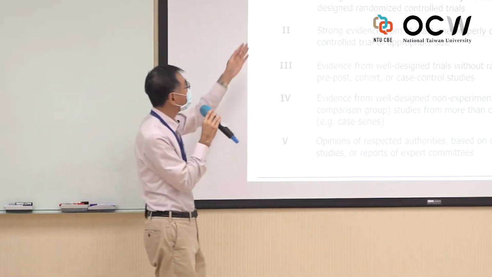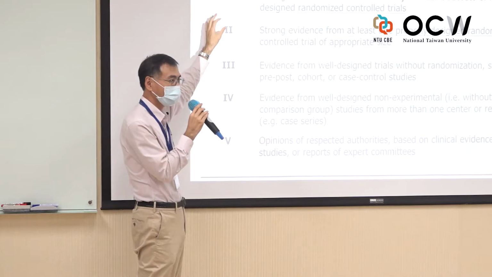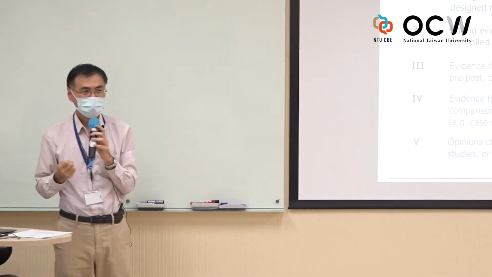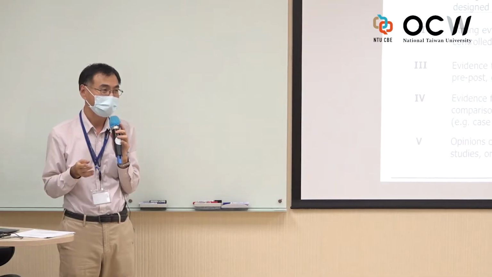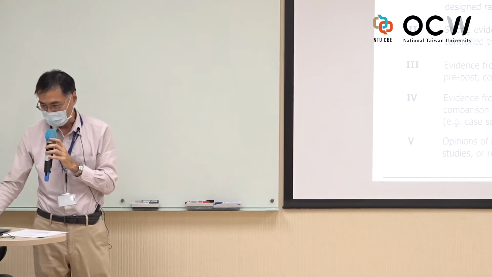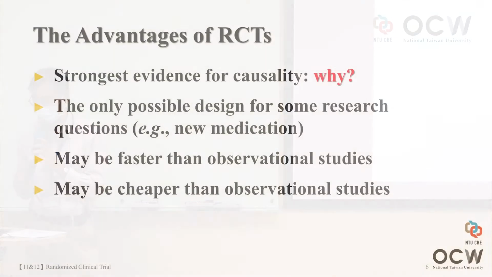Okay. So see, the type 3 will be about randomized control trial. So randomized control trial should be the one, the best evidence ever, but it's not always feasible. It could be very expensive. Yeah. So there's still some limitation about it. Okay, but let's talk about the advantage of it.